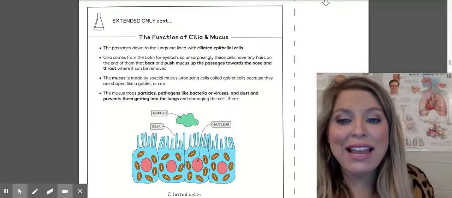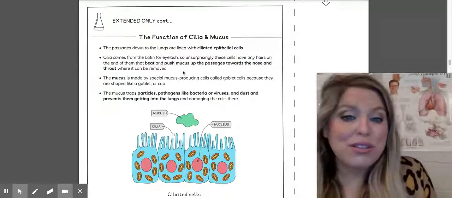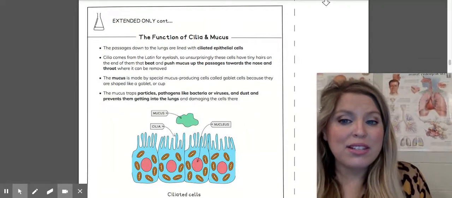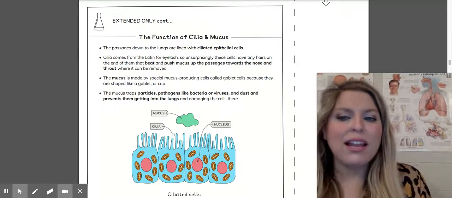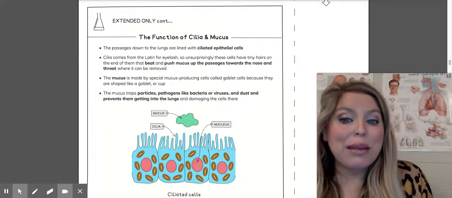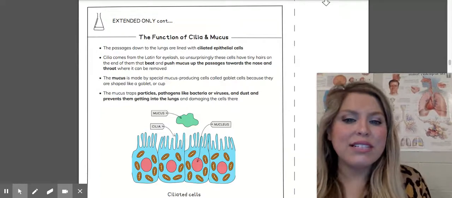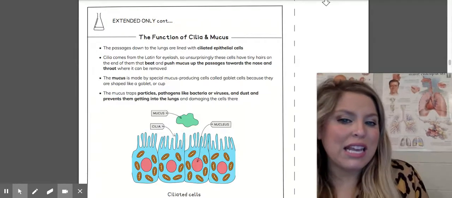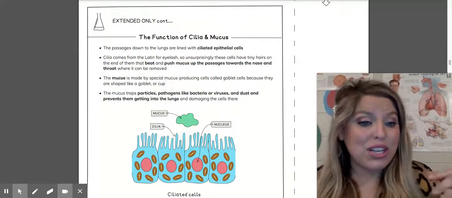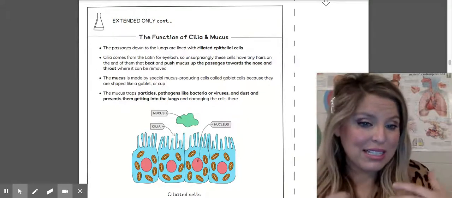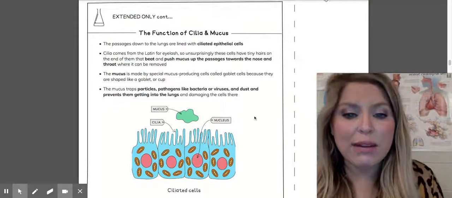Now, mucus is made by mucus-producing cells called goblet cells because they're shaped kind of like a cup or a goblet. The mucus traps particles like pathogens, bacteria, or viruses and dust and prevents them from getting into our lungs and damaging those cells that are inside of our lungs. So they're very, very important.